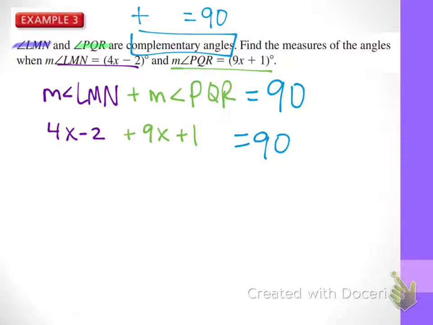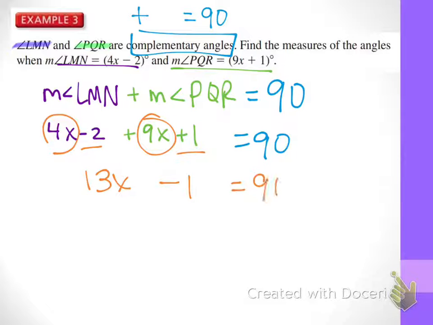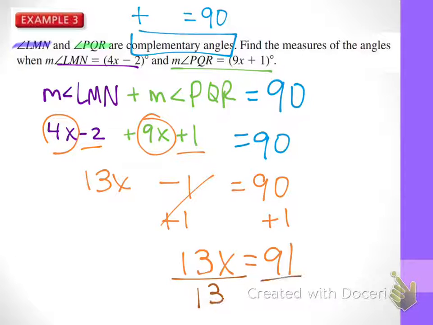So from here we're going to algebra. What is 4x plus 9x? 13x. Minus 2 plus 1. Negative 1. Equals 90. Add 1. 13x equals 91. Divide by 13. Correct. So then what am I going to do to find the measure of the angles? Plug them back in.